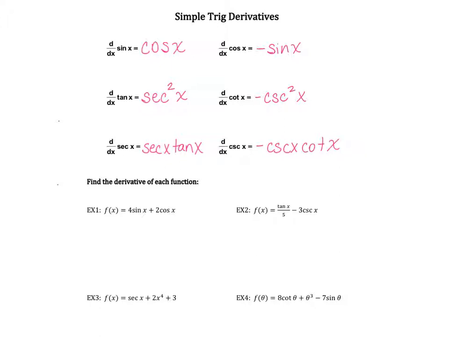The only thing I'm going to do is put a number in front. And so that number in front, if I have the derivative of 4 sine, my derivative is just going to be 4 cosine. The derivative of 2 cosine would be negative 2 sine. And yes, it is just that simple. So you love it.